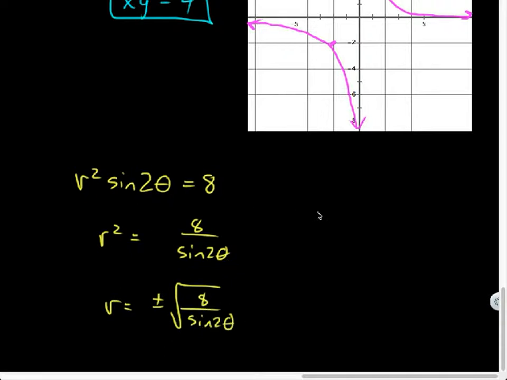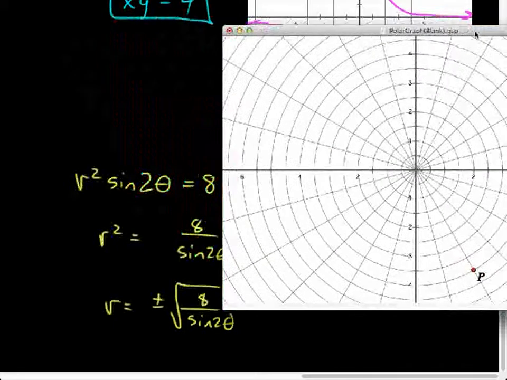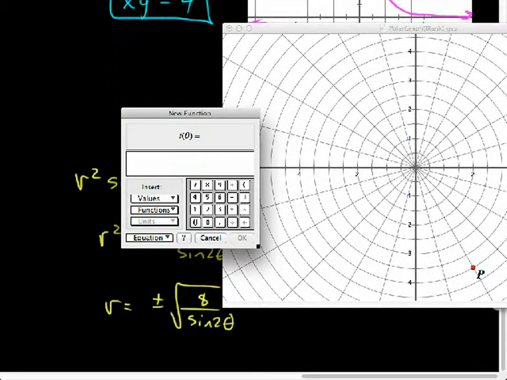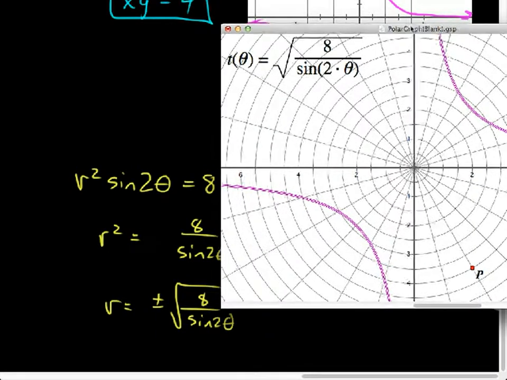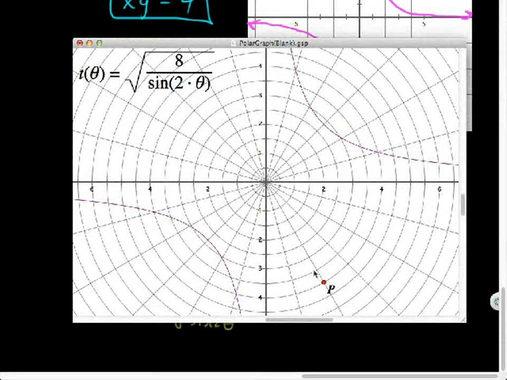And let me pull open my polar graph. Here we are. Bam. So let me graph this guy here. So r of theta, that's the same as r, equals the square root of 8 divided by sine 2 theta. And if I graph this, what do you know? Look what I get. Also, looks like I peed in the corner there.